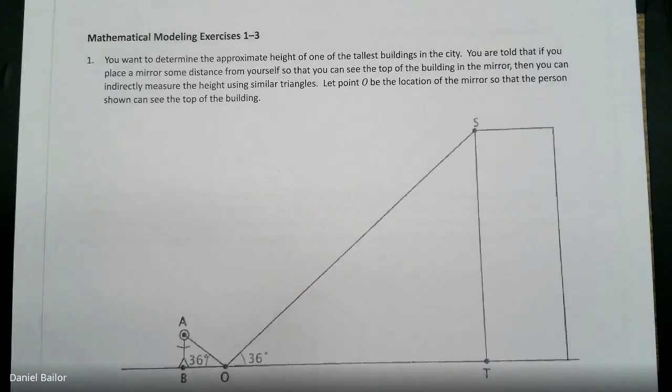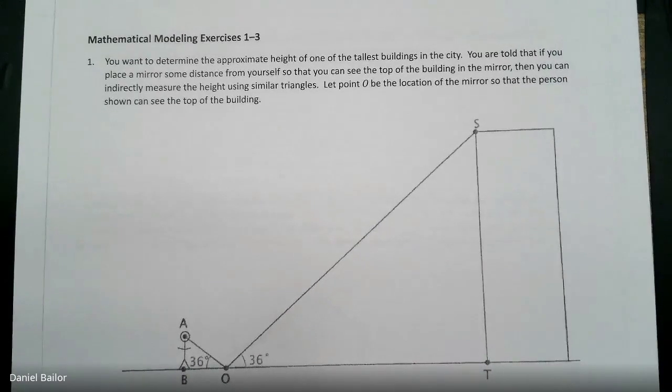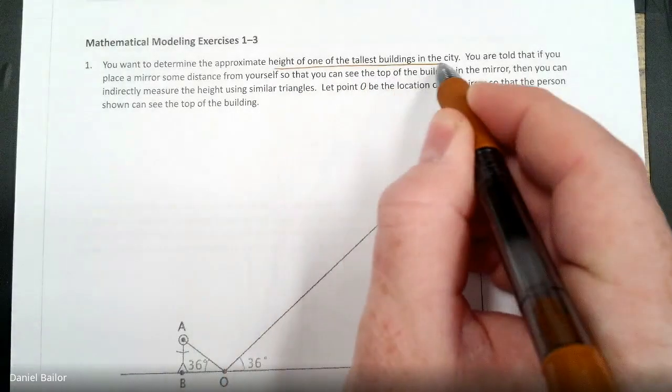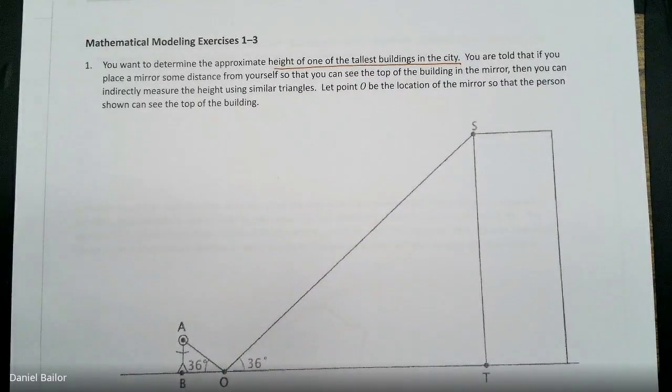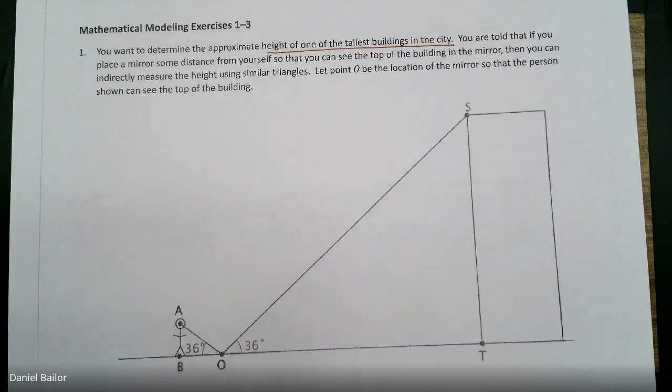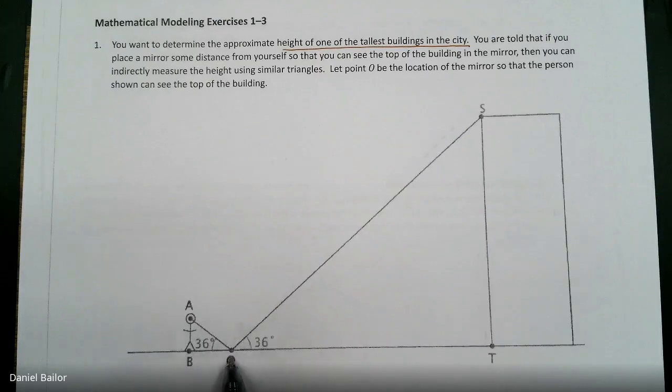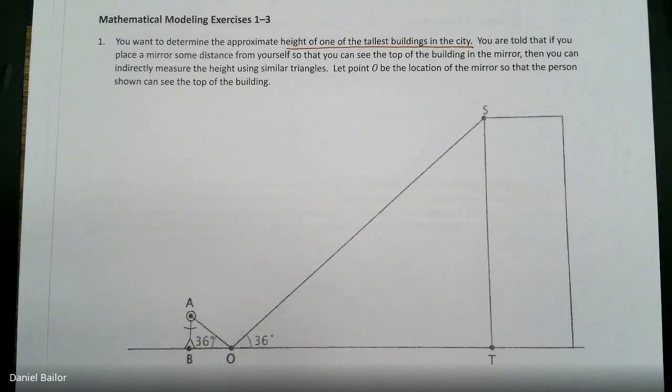Let's read the directions. Number 1, you want to determine the approximate height of one of the tallest buildings in the city. You are told that if you place a mirror some distance from yourself so that you can see the top of the building in the mirror, then you can indirectly measure the height using similar triangles. So if you put a mirror on the ground right here where there's an O, and you stand so you can see the top of the building in the mirror, you can measure the height of a building. This is actually how people measure buildings. They use mirrors and they use similar triangles.